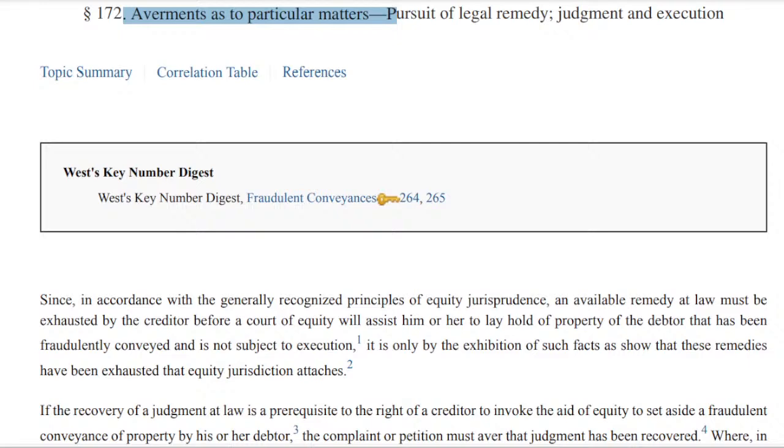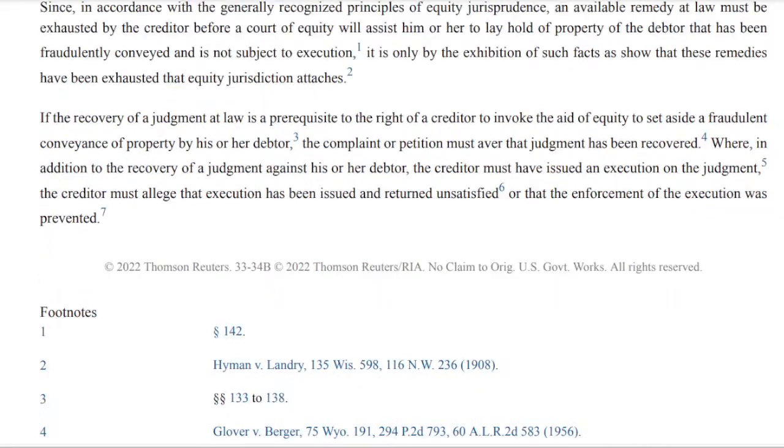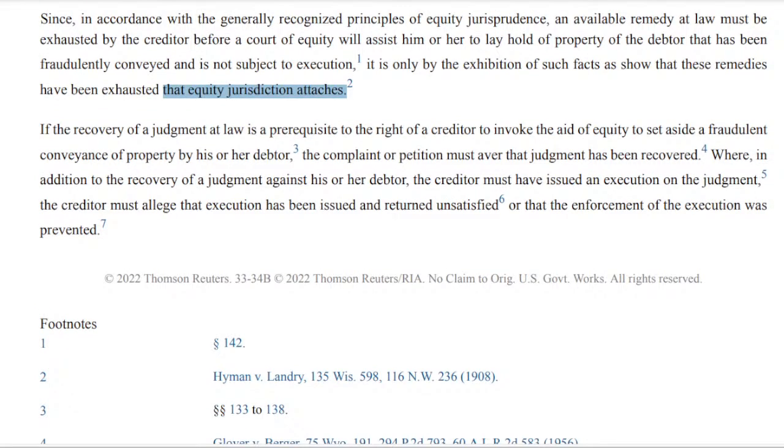Averments as to particular matters, pursuit of legal remedy, judgment, and execution. Since, in accordance with the generally recognized principles of equity jurisprudence, an available remedy at law must be exhausted by the creditor before a court of equity will assist him or her to lay hold of property of the debtor that has been fraudulently conveyed and is not subject to execution. It is only by the exhibition of such facts as show that these remedies have been exhausted that equity jurisdiction attaches. Interesting here. This dates back to 1908.